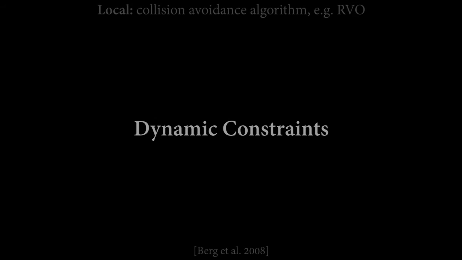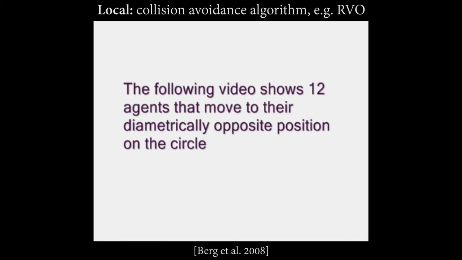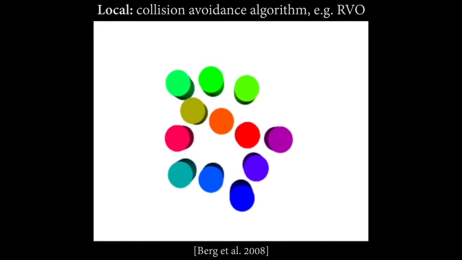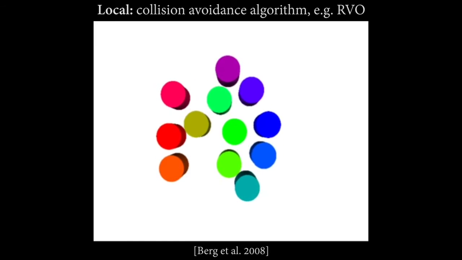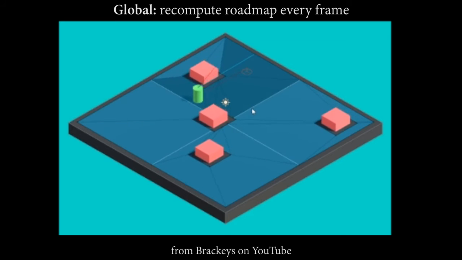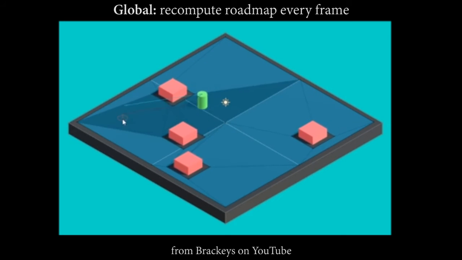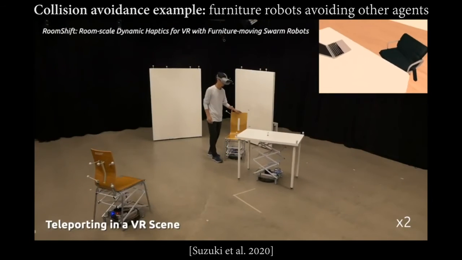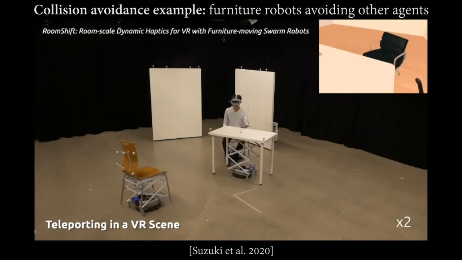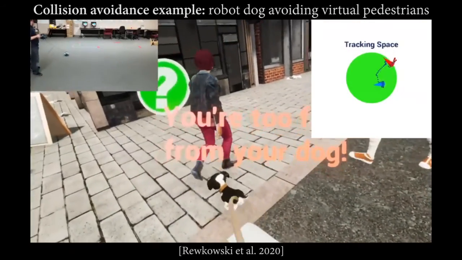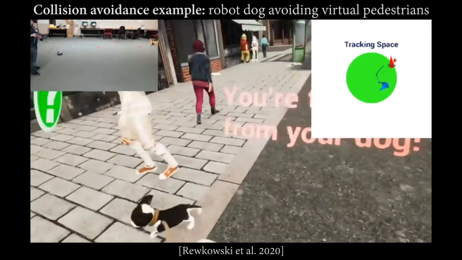An agent can navigate dynamic constraints in a few ways. Locally, they can use collision avoidance algorithms like reciprocal velocity obstacles, or RVO, which zoom into the interacting agents and tell them how to move to avoid each other in this circumstance. Globally, it is possible to regenerate a roadmap every time step and treat dynamic agents like static constraints in each frame, although the local method is typically more efficient. We see such methods being used in the furniture robot example, which uses RVO to make the robots move around each other and the human. The robot dog also uses RVO to navigate around the virtual agents walking around the scene.